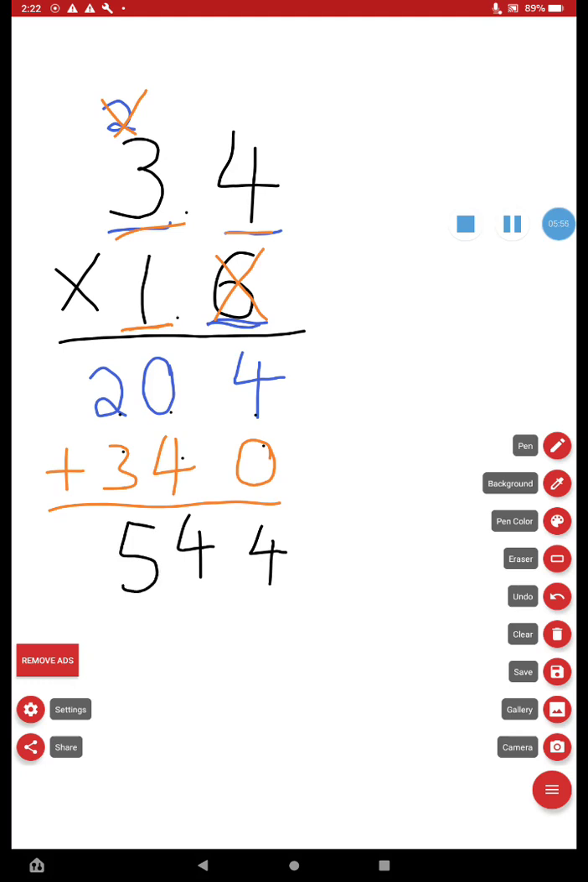But before you say your answer is 544, count up how many decimal places you have. There's my decimal point. How many numbers are to the right of it? 1. There's a decimal point. How many numbers are to the right of it? 1. 1 and 1 means 2. So I know my answer needs 2 decimal places. My decimal point goes there. And it's now $5.44, or 5 and 44 hundredths.